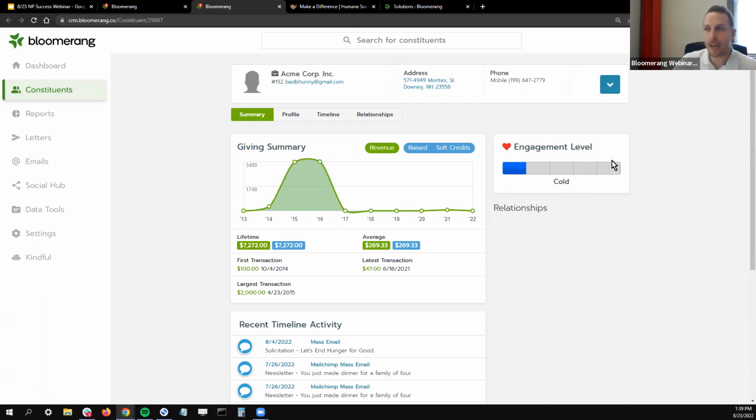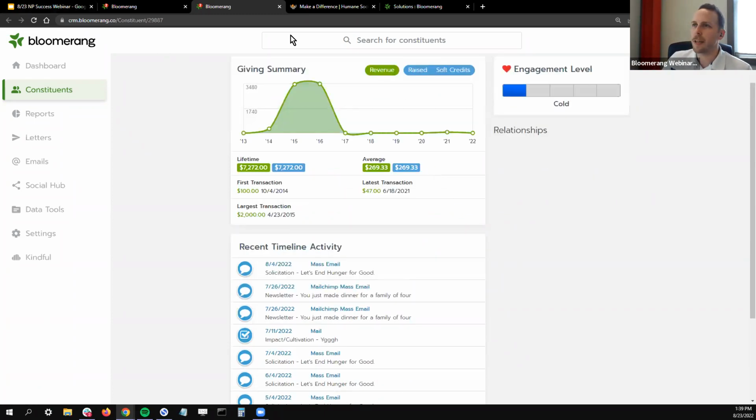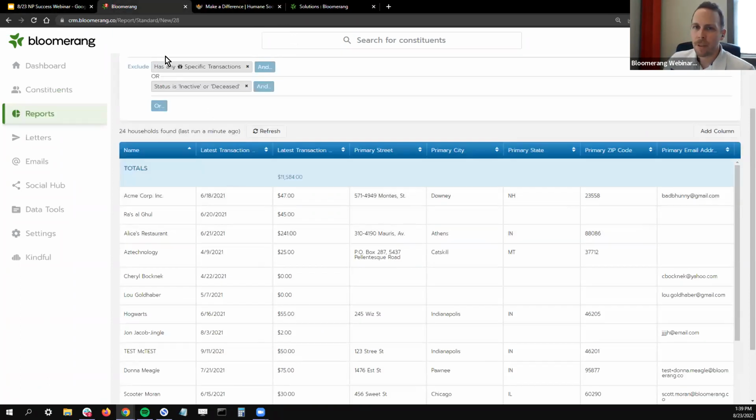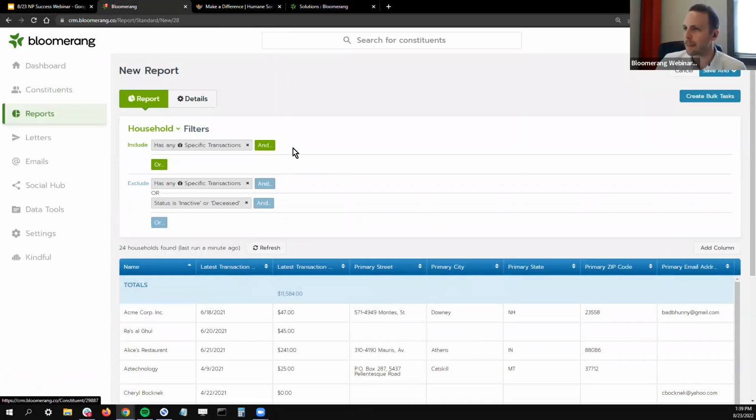So it's not just based on how much they give, but also, do they open emails? How many times have you logged an interaction with them? So this is a really quick way to get a glimpse of your donors' engagement levels in Bloomerang. But here we have our list of lapsed donors.